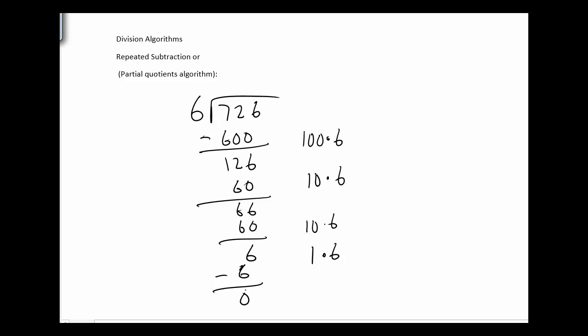Right? So how was that? There was one group of 100. There were 2 groups of 10. And there was one group of 1. So it went in there 121 times.